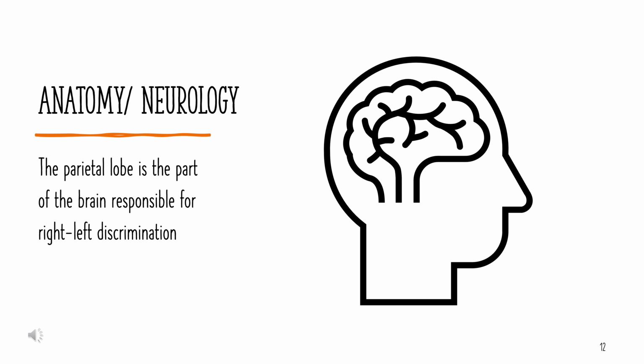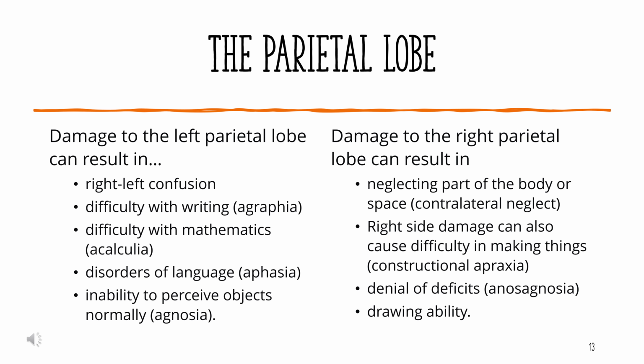It's important for us to touch on the anatomy and neurology that makes it possible for us to have right-left discrimination, and the major part of the brain that is responsible for this is the parietal lobe. The parietal lobe is split into left and right. When there's damage to the left parietal lobe, it can result in right-left confusion, difficulty with writing, difficulty with mathematics, disorders of language, and the inability to perceive objects normally externally to us.